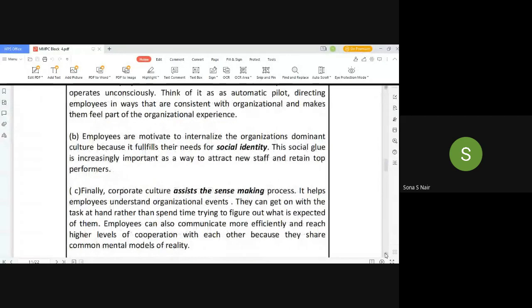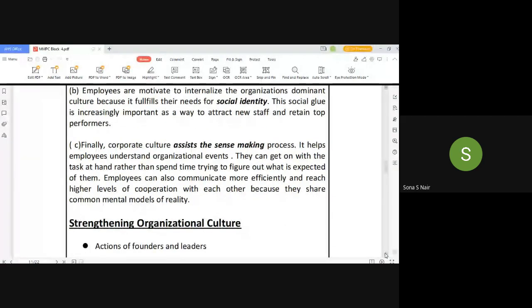Thirdly, it assists in the sense-making process. Whatever happens in the organization, the employees are able to make sense out of it. Because the culture says this, because the organization believes in this, that is why this thing is happening. They don't spend time trying to figure out what is expected of them, what has happened. So it assists in sense-making because they know that because this is the culture of the organization, this thing is taking place and I'm expected to work in this manner.